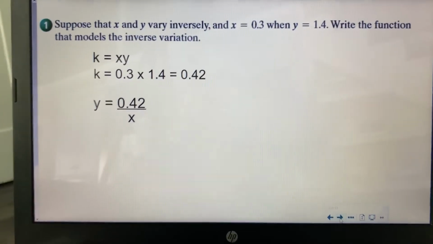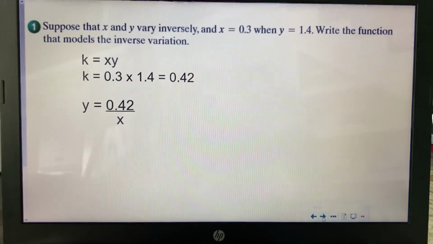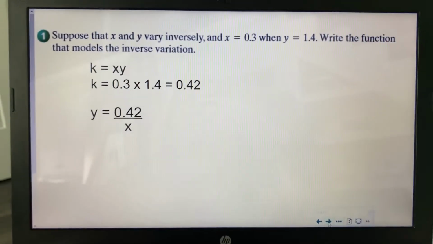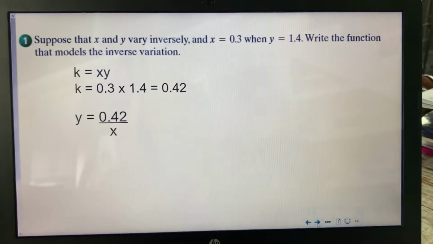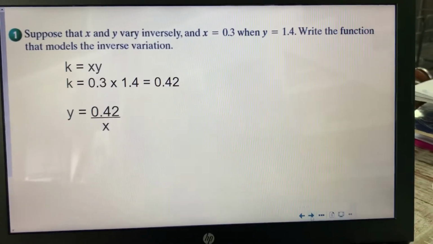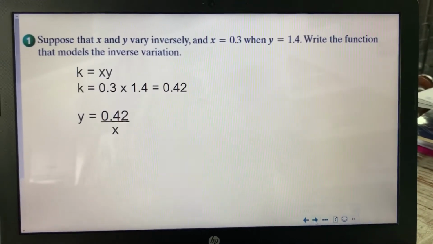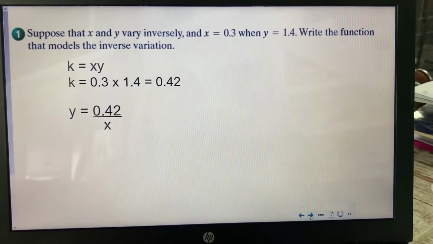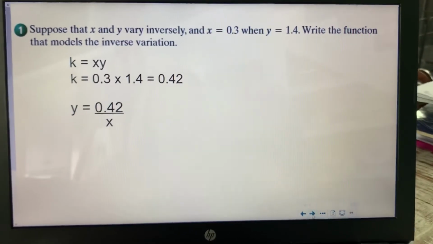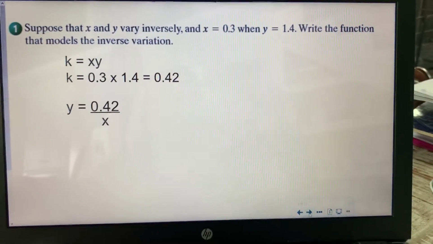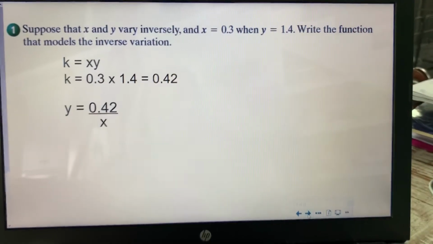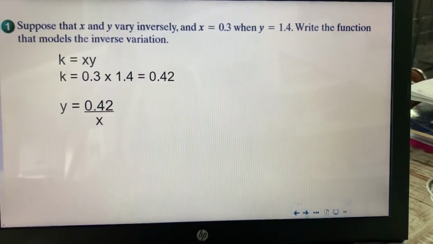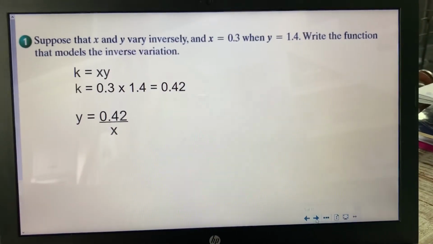Next slide. Example just like that one. Suppose that x and y vary inversely and x is equal to 0.3 when y is equal to 1.4. Write the function that models the inverse variation. So find k. K is equal to x times y for inverse variations. So you would multiply 0.3 times 1.4 and you get 0.42 as the k constant of variation. So your equation would just be y equals 0.42 over x.